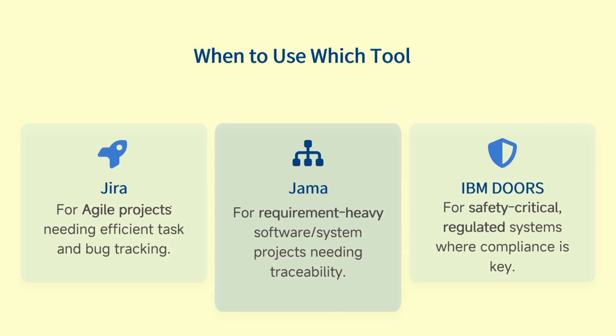So JIRA is for agile projects. Okay, so when it is needing efficient task and bug tracking, you can go for JIRA. If it is requirement heavy software and it needs traceability, and if it is a fairly simple, not a very complex software, you can go for JAMA. For safety critical and regulated systems where compliance is the key, you want to have compliance in each and every aspect, obviously IBM DOORS is the best suitable tool.